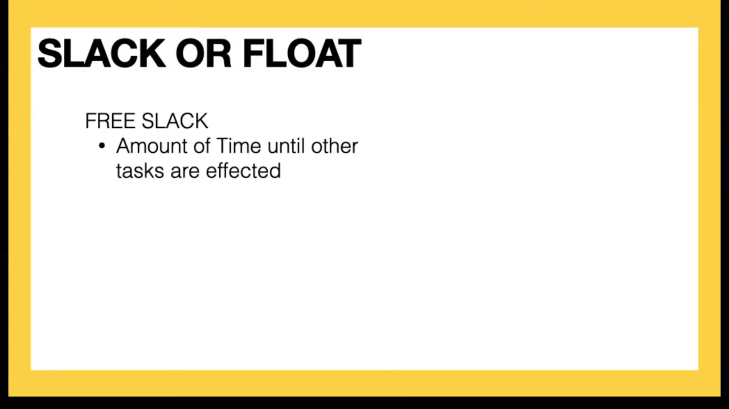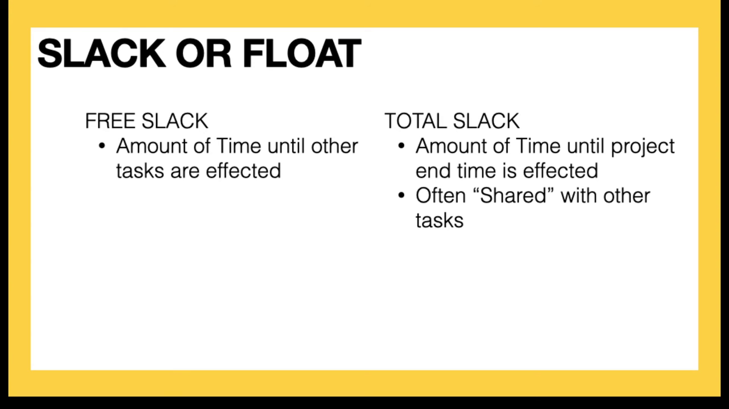So when we talk about slack or float, we want to consider how a change to the duration of one task is going to affect either the overall project time or the time for subsequent tasks to start or get finished. So this is where the difference between free slack and total slack comes into play. So free slack is the amount of time until other tasks are affected. So the amount of slack that we have on a particular task before it affects other tasks. The total slack is the amount of time until project end time is affected. This is often shared with other tasks. Let me go back to our original example and show you what I mean.